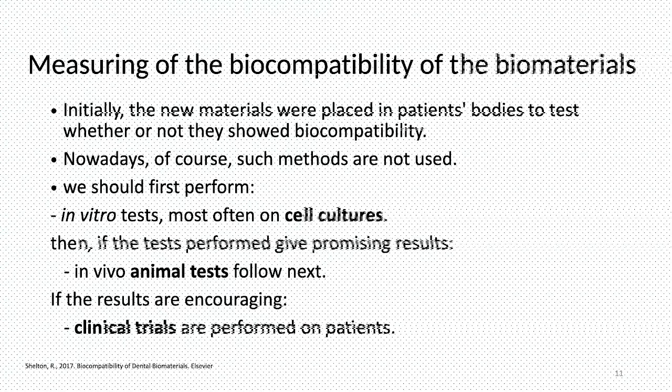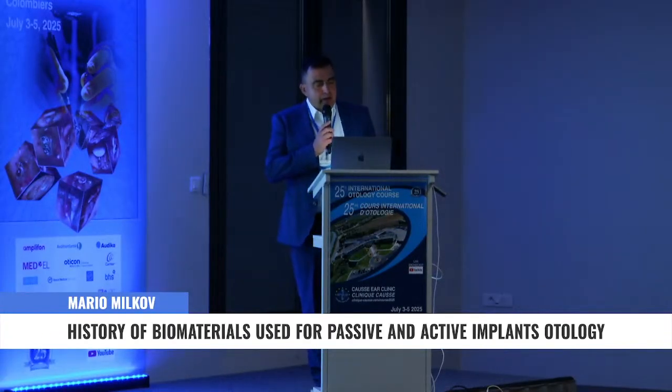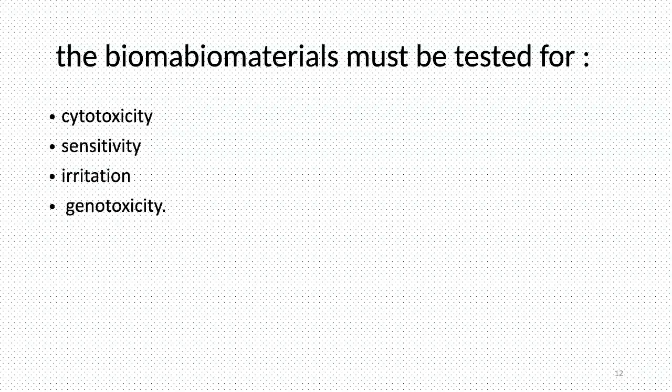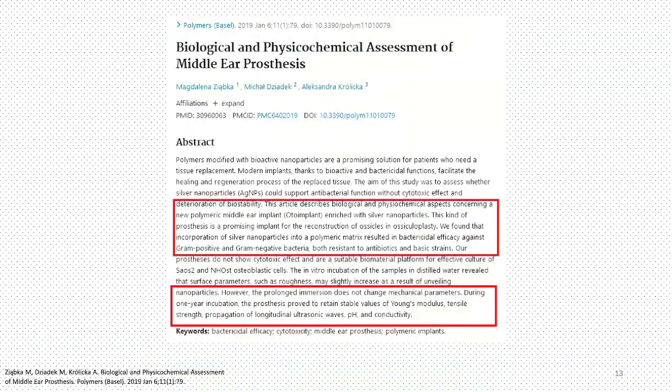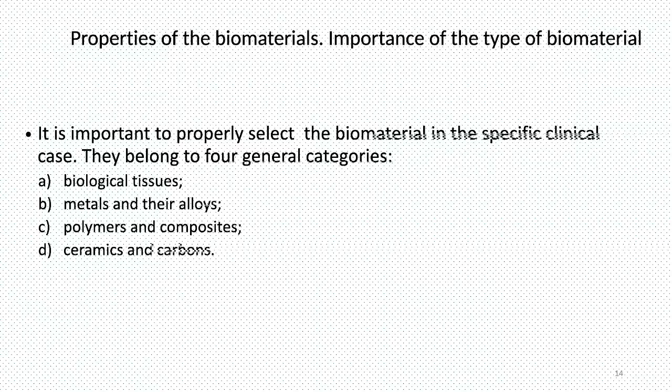Initially, new materials were placed in patients' bodies to test whether or not they showed biocompatibility. Nowadays, of course, such methods are not used. We should first perform in vitro tests, most often on cell cultures. In vivo animal tests follow next, and then, after much time, clinical trials are performed on patients. The biomaterials must be tested for cytotoxicity, sensitivity, irritation, and of course genotoxicity. I find too many articles about biomaterials, especially for middle ear prostheses. It is important to properly select the biomaterials in the specific clinical case.